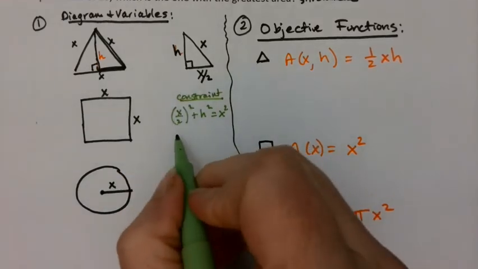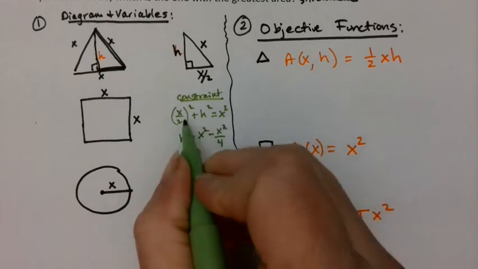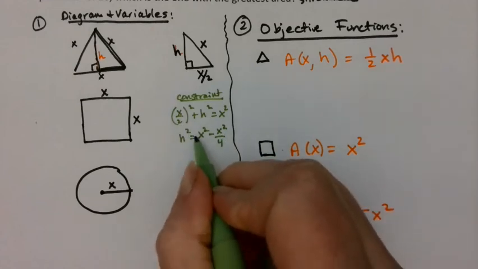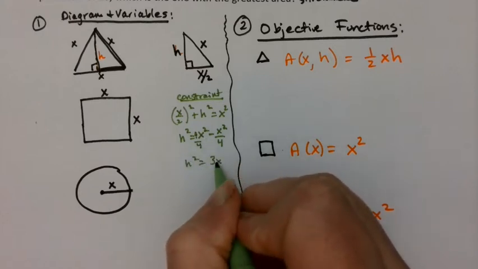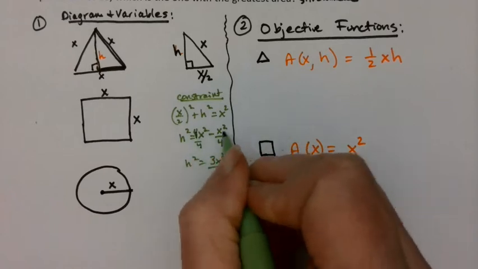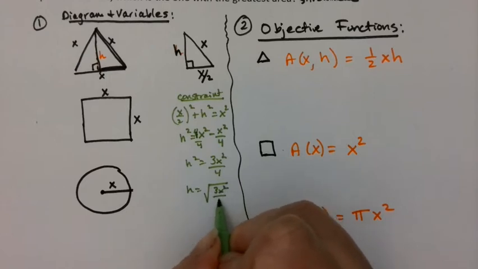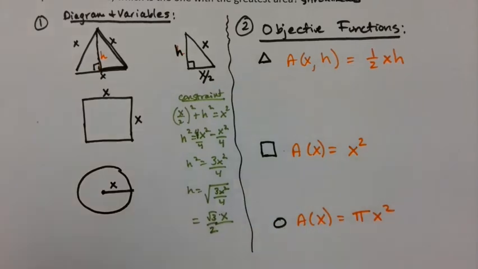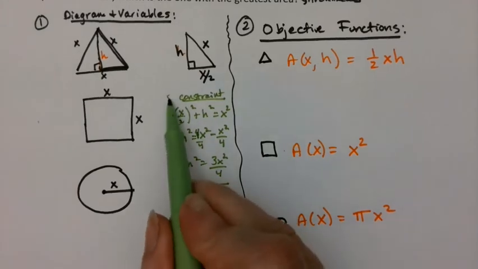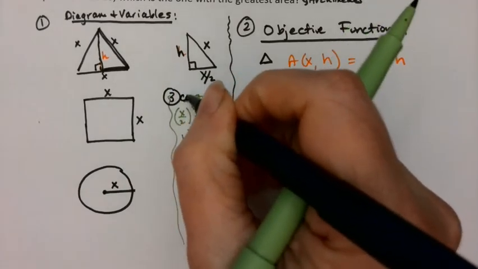Now I need to solve this for h. So h squared equals x squared, take away x squared over 4. That would be 4x squared over 4, because you'd make this 4 over 4. And that would make h squared equal to 3x squared over 4, because 4 over 4 take away 1 over 4. Which means h is the square root of 3x squared over 4, which is the square root of 3 times x over 2, or square root of 3 over 2 x. That's fine. We'll just leave it like that. All of that is my constraint. So that's actually step 3.